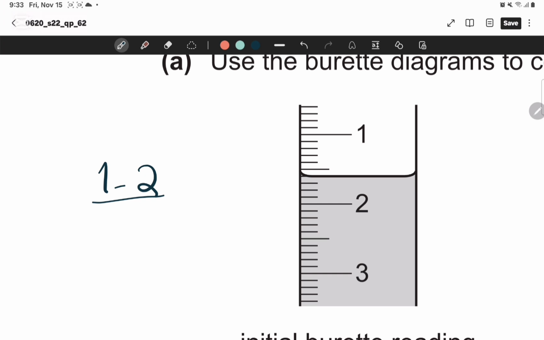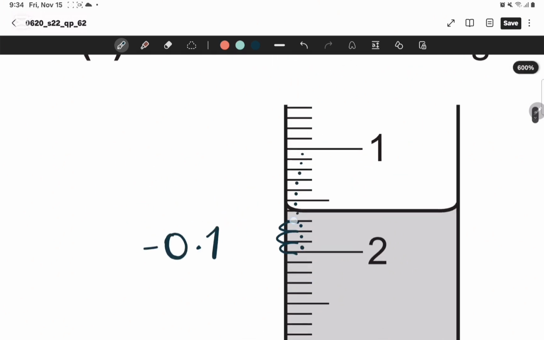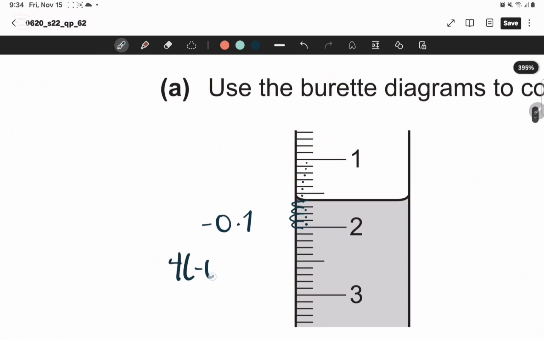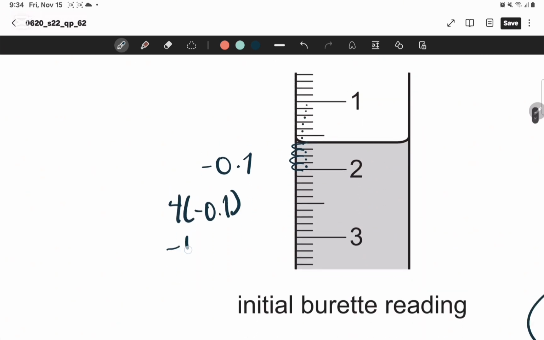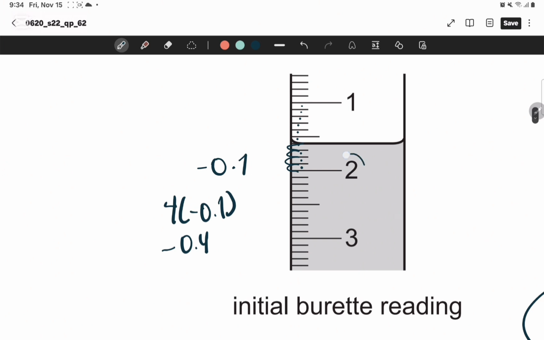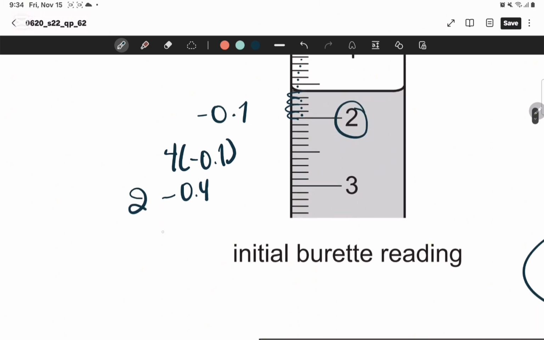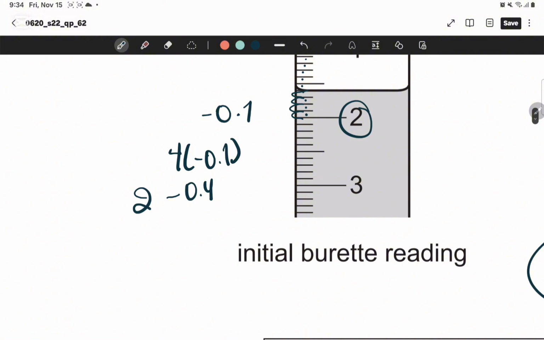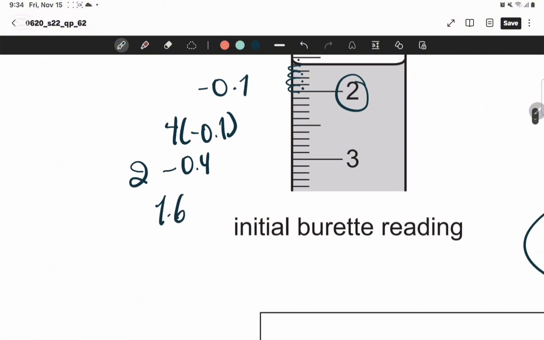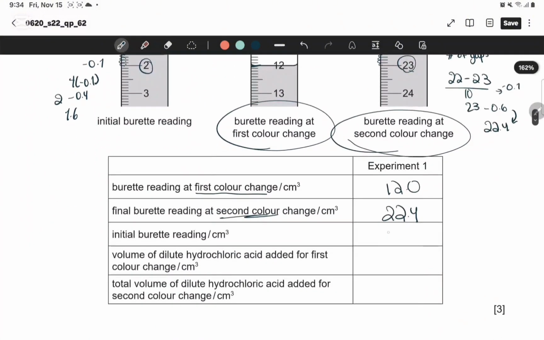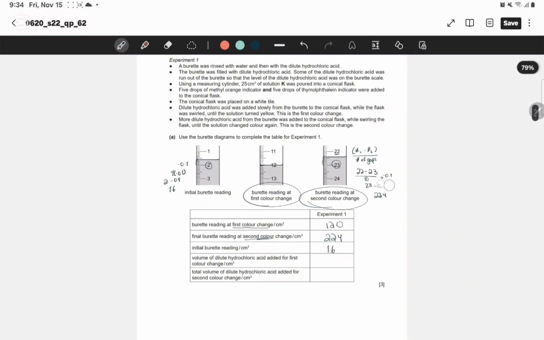And that initial burette reading here, again we're gonna do number 1 minus number 2, divided by the number of gaps. So 1, 2, 3, 4, 5, 6, 7, 8, 9, 10. So each line is negative 0.1. And here we have 1, 2, 3, 4. 4 times negative 0.1 is negative 0.4. Then you add that to 2. So 2 minus 0.4, you're gonna get 1.6.